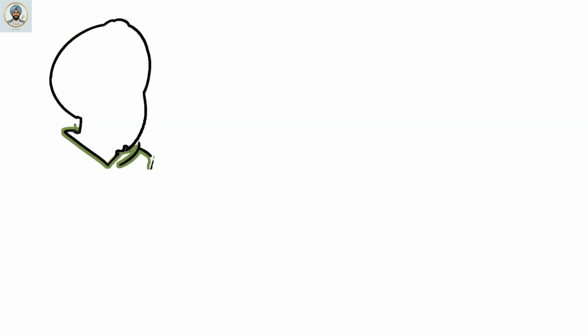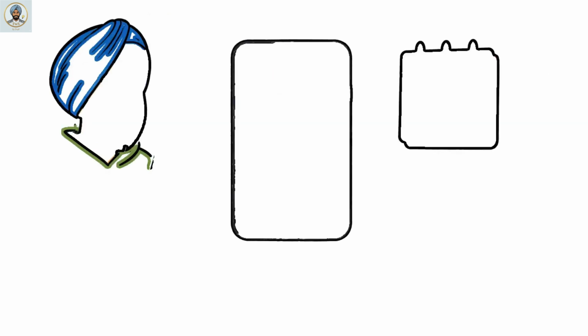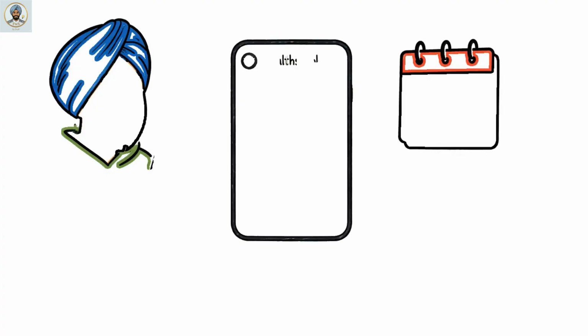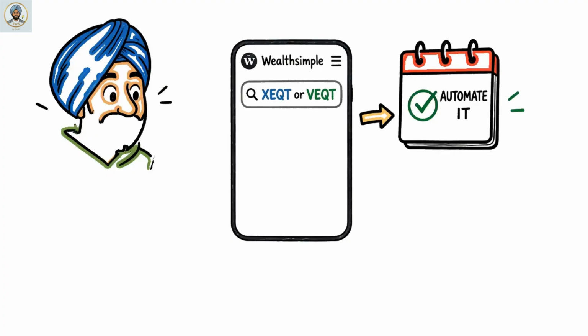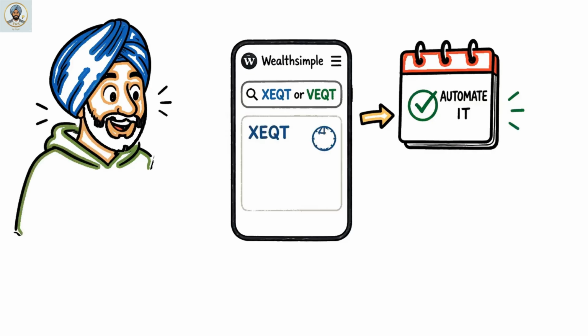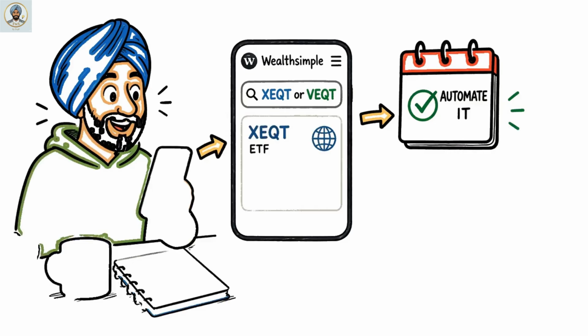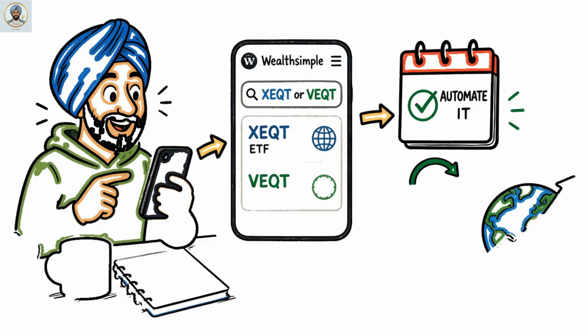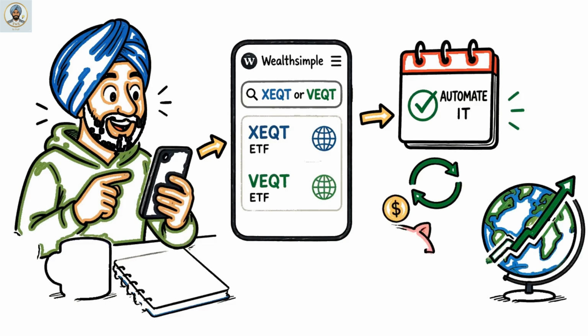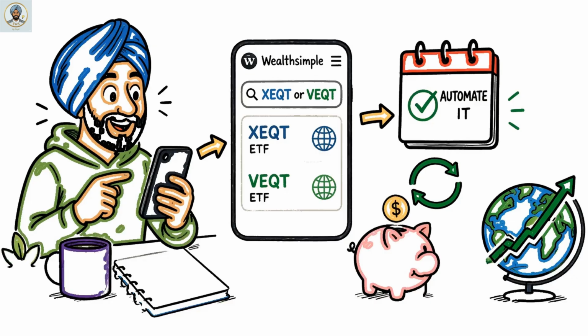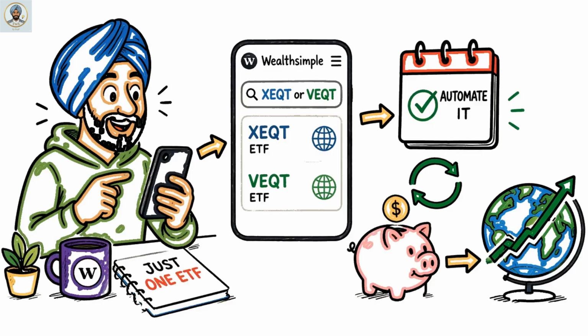Step 3. Buy one ETF and automate it. Once your account is funded, even if it's $50, search for XEQT or VEQT in the Wealthsimple search bar. I've got a full video comparing these two in detail. The short version is, both are excellent, globally diversified, low-cost ETFs designed for long-term Canadian investors.